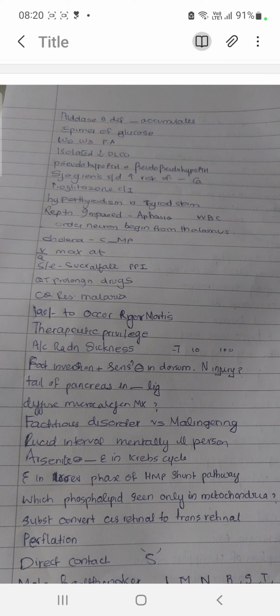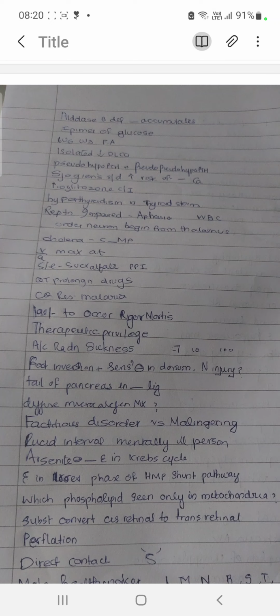Tail of pancreas in splenorenal ligament. Diffuse microcalcification, then simple mastectomy. Factitious disorder is to get medical attention, but if some other benefit, then malingering, maybe money, maybe to get a leave in working place, like that.